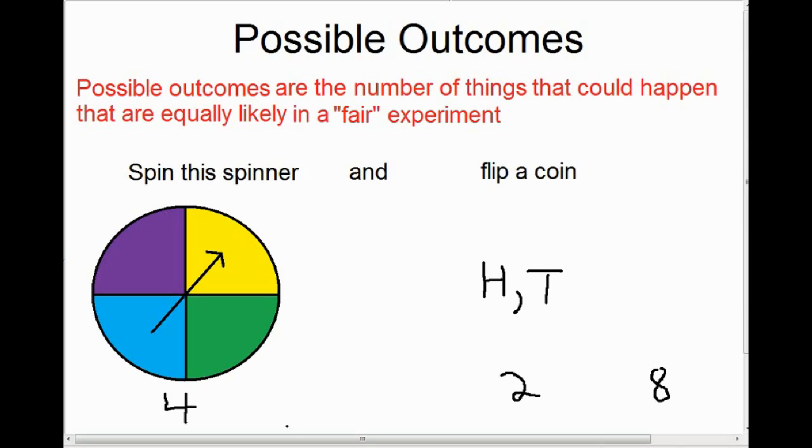So again, we could get heads with any one of those colors, so that's 4 possible outcomes, or we could get tails with any one of those colors when we do both at the same time. So that's another 4 possible outcomes, altogether 8 possible outcomes.